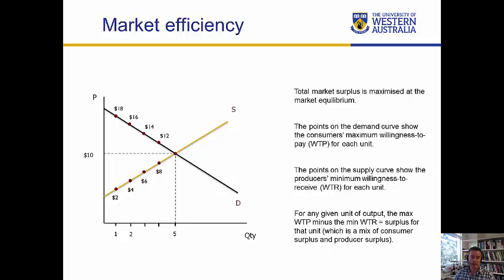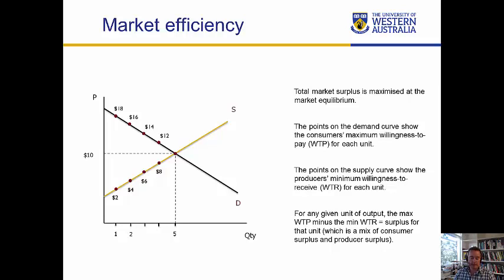Now, what I'm saying here in labelling that point on the supply curve $2, I'm saying that the producer would be willing to accept $2 for the first unit, but no less than $2. It's their minimum willingness to receive.